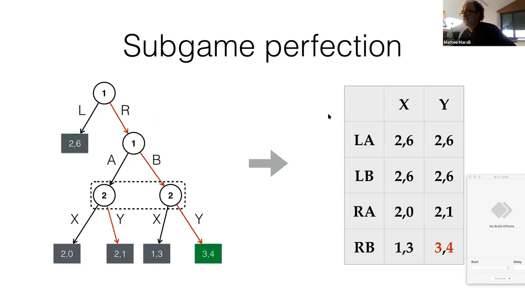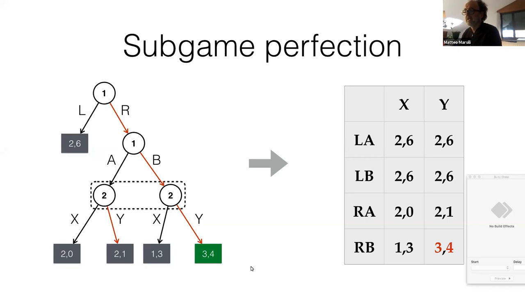Now, another comment I want to make is about what is called sub-game perfection. So let's analyze this game. This is a game where player one first moves, and then if he chooses R, then he has to move again. And then player two has to move, but player two does not know what player one has chosen between A and B, okay?